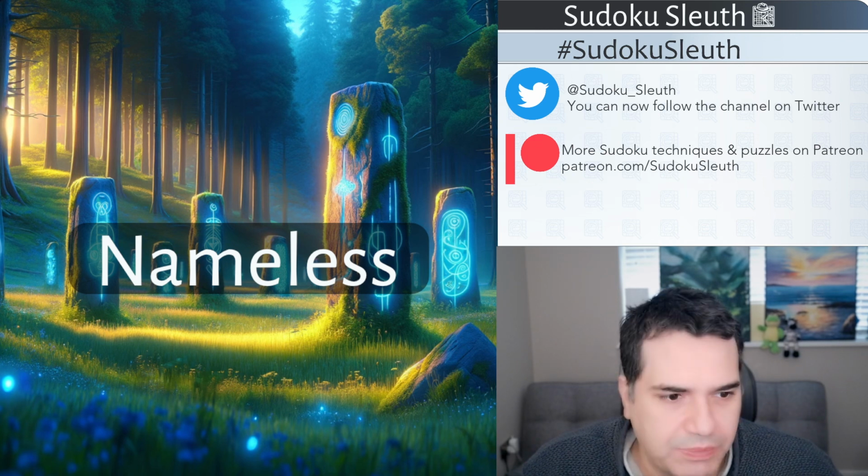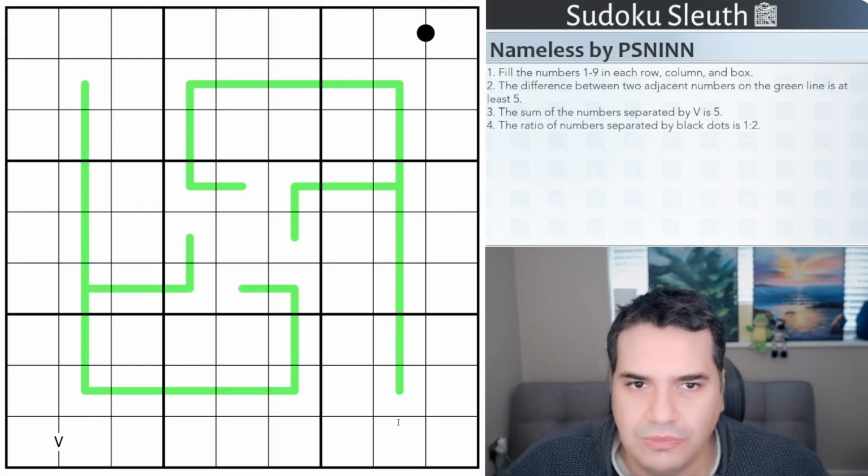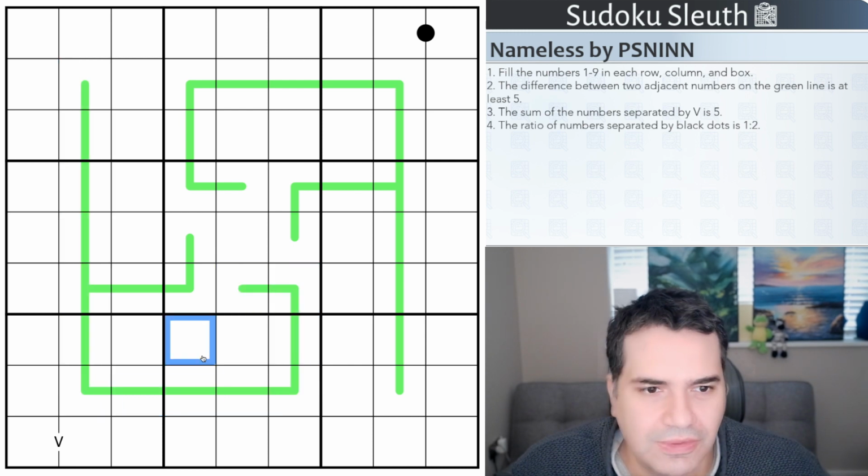And actually, let's just bring it up and take a look at the rules. Let's do that. So we're looking at Nameless by PSNINN. That's how I'm going to pronounce this. I'll walk you through the rules quickly, and then I'm going to try and share what my thoughts are with this glyph, and then come back to it, and then get started with the solve.